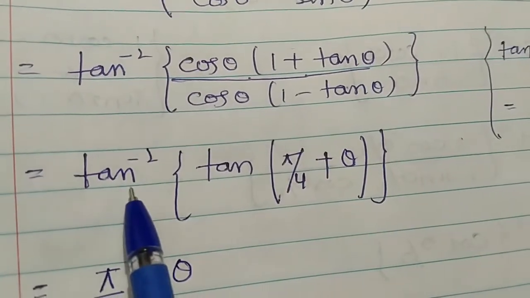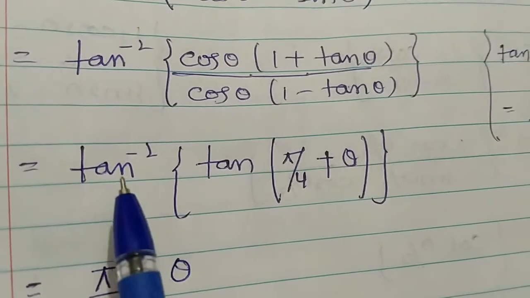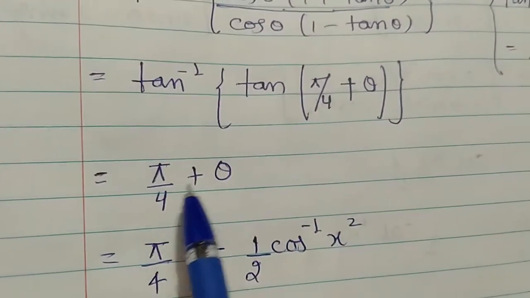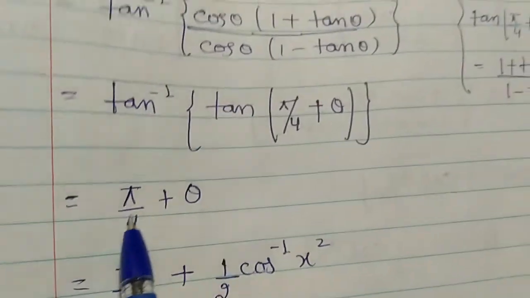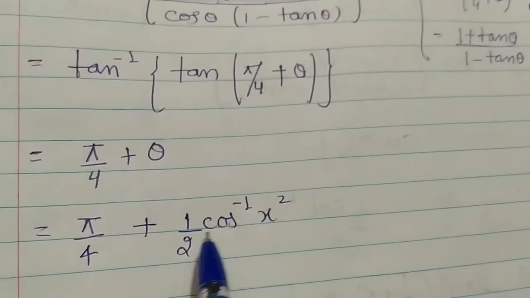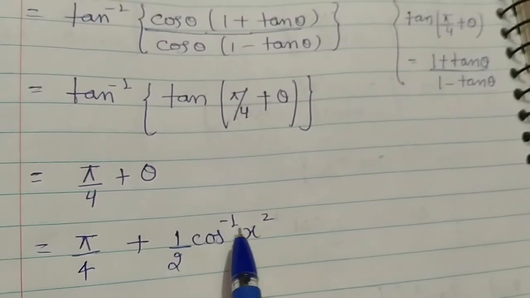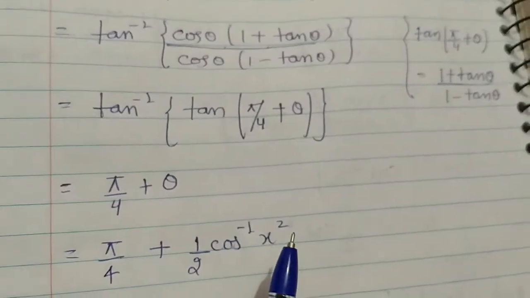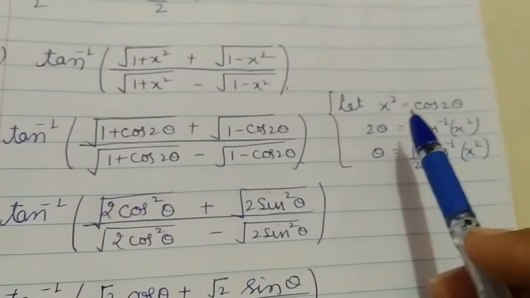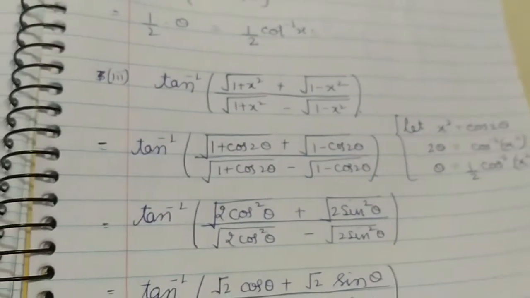Again, using the property tan inverse of tan phi equals phi, tan inverse of tan (pi by 4 plus theta) is converted into pi by 4 plus theta, and the value of theta is half cos inverse x square, which we obtained using the equation x square equals cos 2 theta.